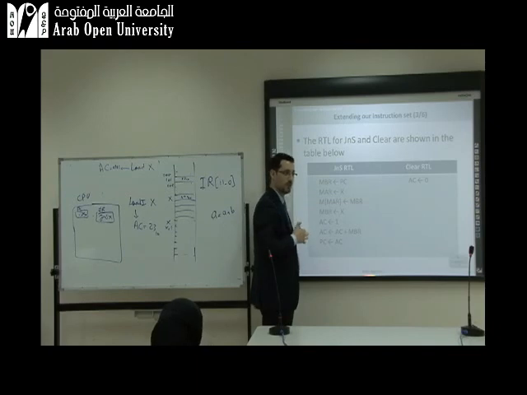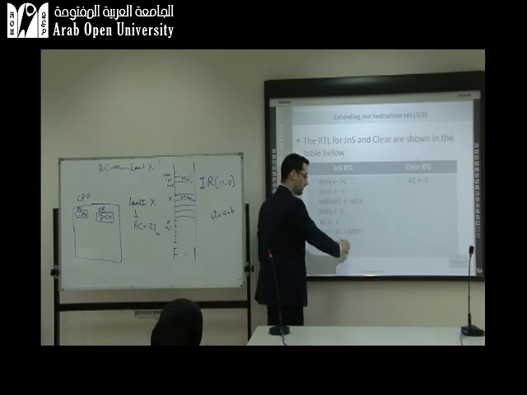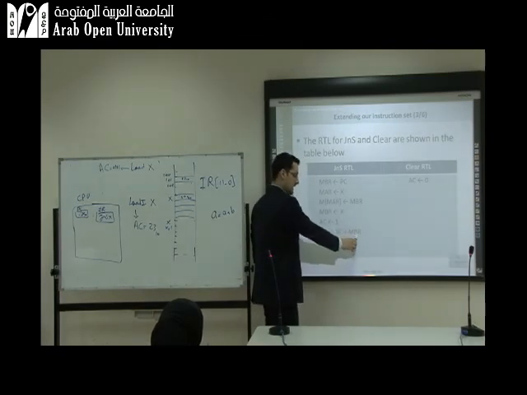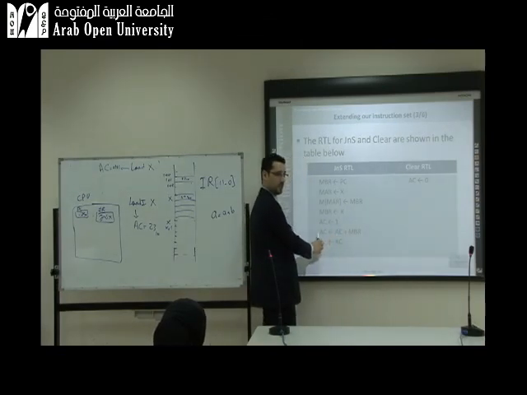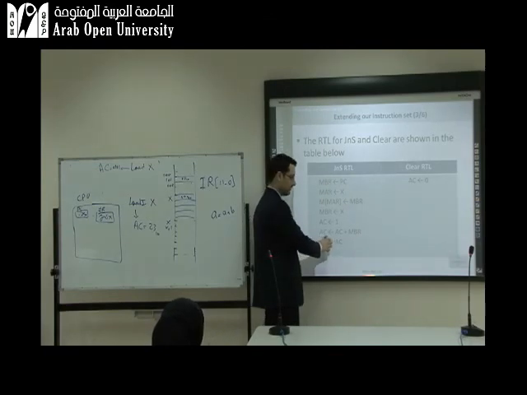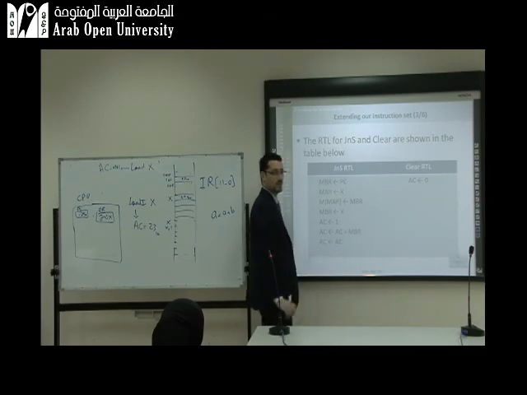Then we need to change the value of the PC to X plus 1. At first we need to calculate X plus 1. So we put X in the MBR, then 1 in the accumulator, and then add the content of the accumulator to the MBR, which gives X plus 1, and store it in the accumulator. Finally, the accumulator will be stored in the PC. So X plus 1 will be stored inside the PC.